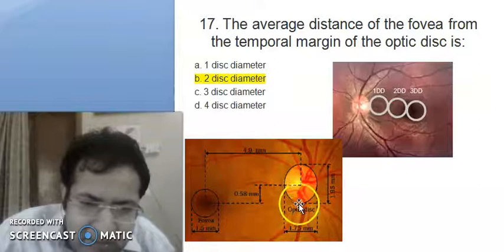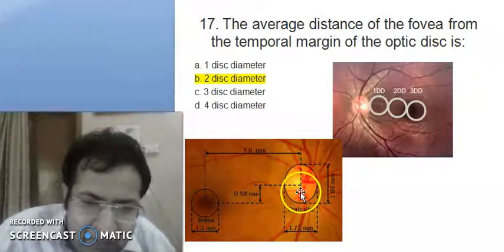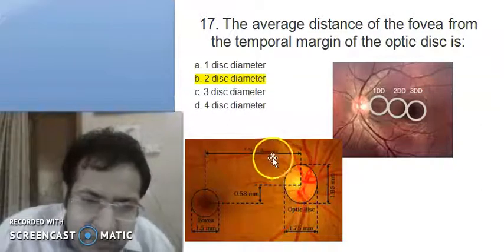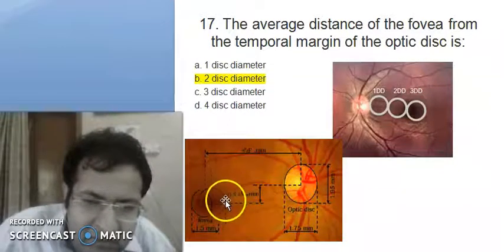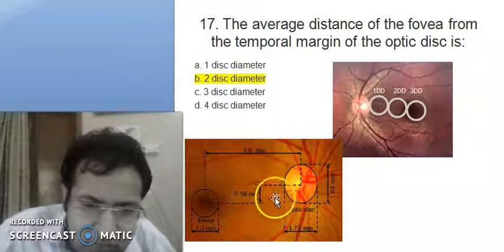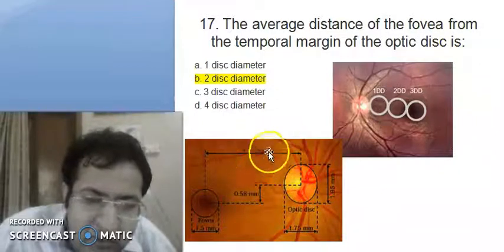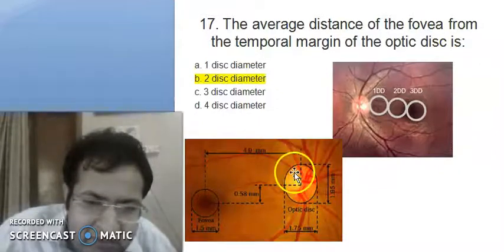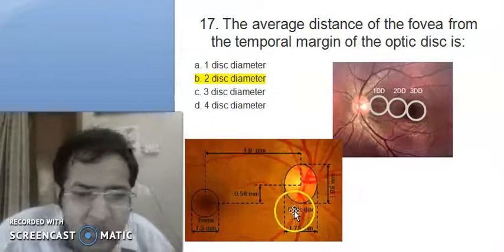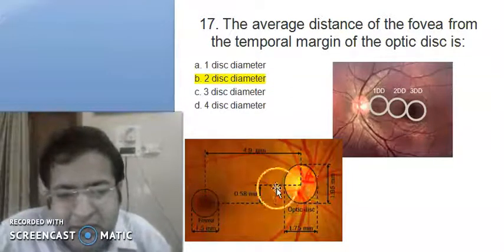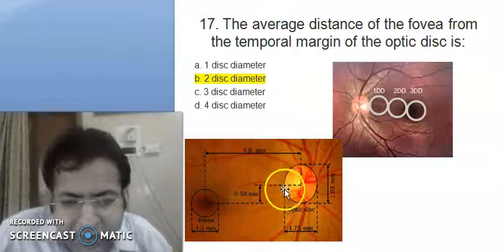So we can easily confirm: 4.9 minus about 1 mm is 3.9 mm, so about 4 mm distance is there between the two. So about 4 mm gives a 2 disc diameter distance between the temporal margin of the optic disc and the fovea.